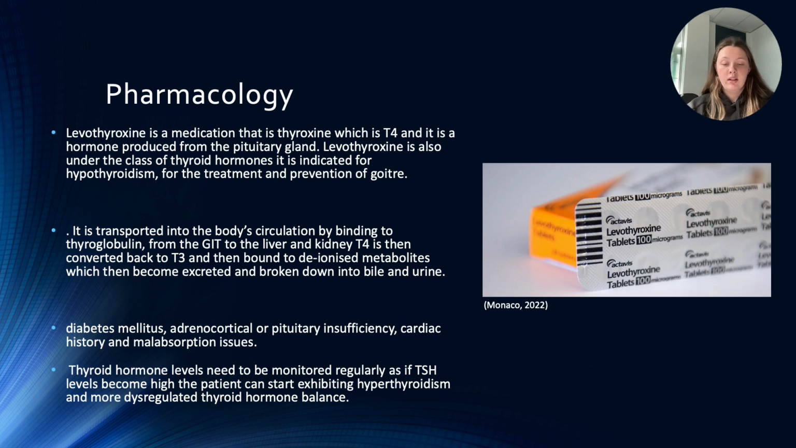When levothyroxine is taken orally, it then becomes absorbed and transported from the gastrointestinal tract, or the GIT. It is transported into the body's circulation by binding to thyroglobulin from the GIT to the liver and kidney. T4 is then converted back to T3 and then bound to deionized metabolites, which then become excreted and broken down into bile and urine.